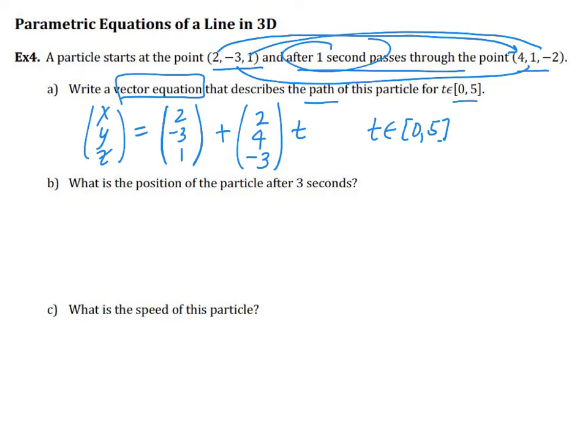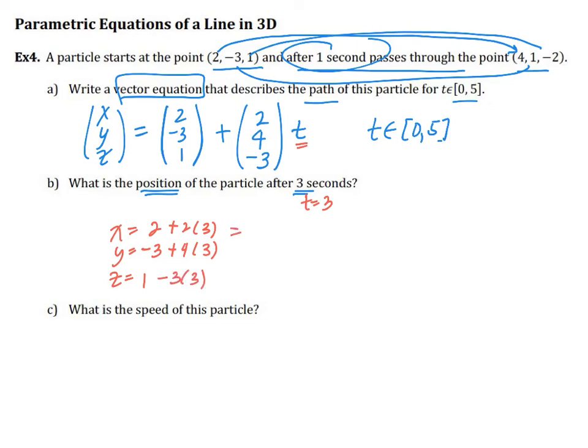What would the position be after 3 seconds? Well, hopefully you're just saying to yourself, that's easy. I'm just going to make my time equal to 3. So x would equal 2 plus 2 times 3. Y would equal -3 plus 4 times 3. And z would equal 1 minus 3 times 3.